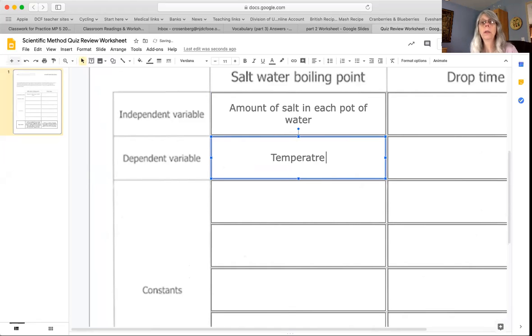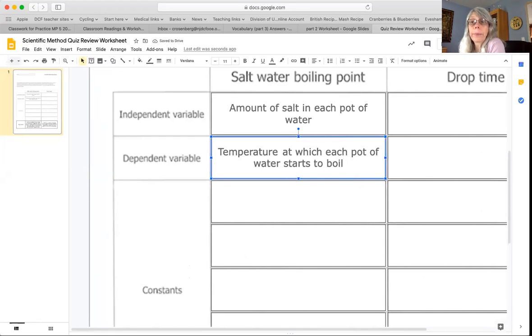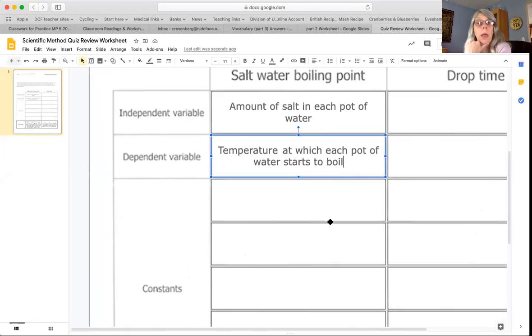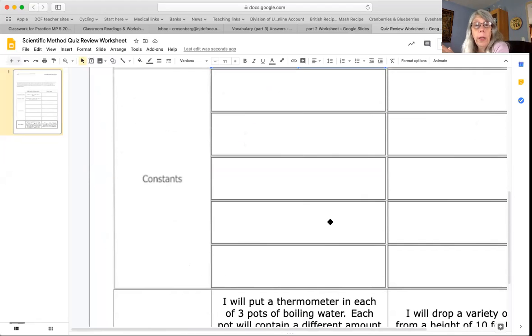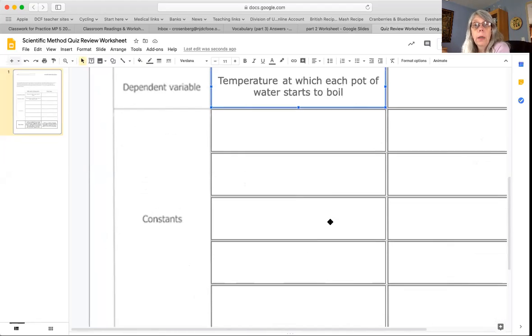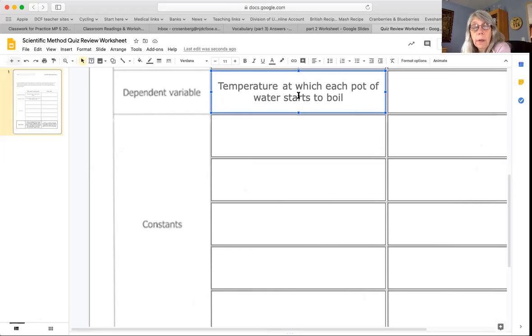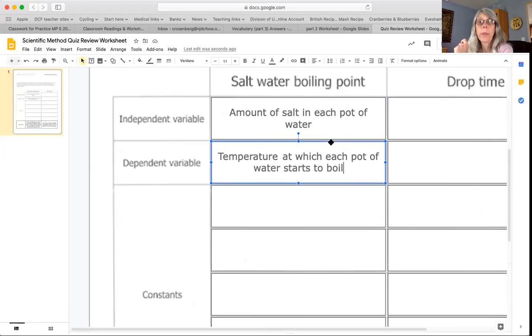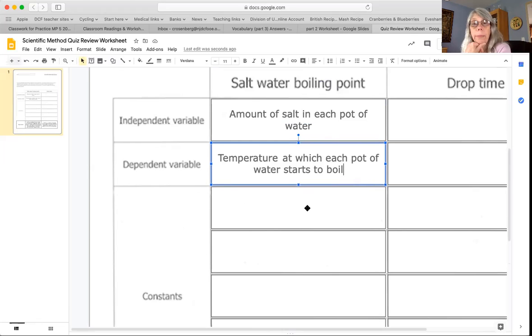Temperature. Temperature at which each pot of water starts to boil. That's what I'm looking for. And then I'll know whether the salt affects the boiling point or not. Now, what else could affect this that has to be the same in all of these pots of water?